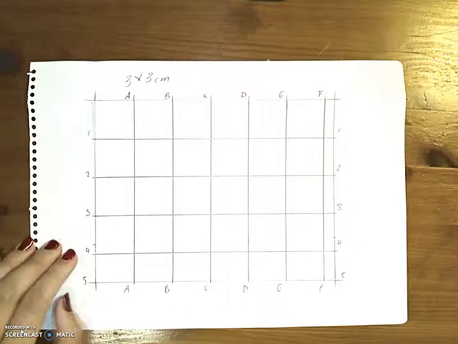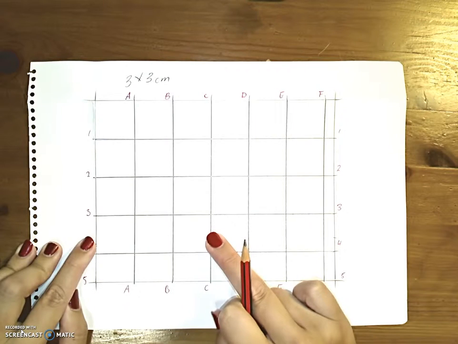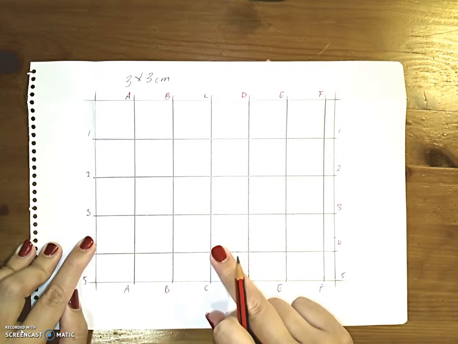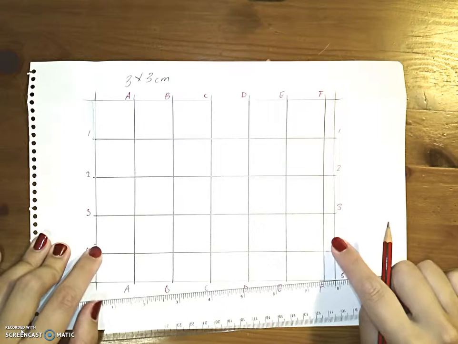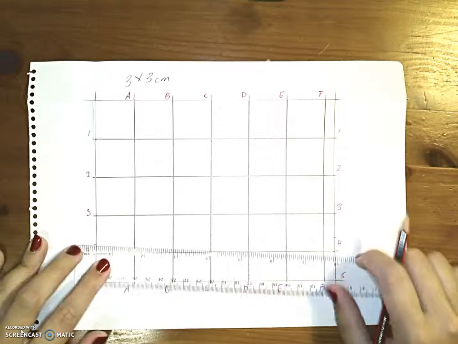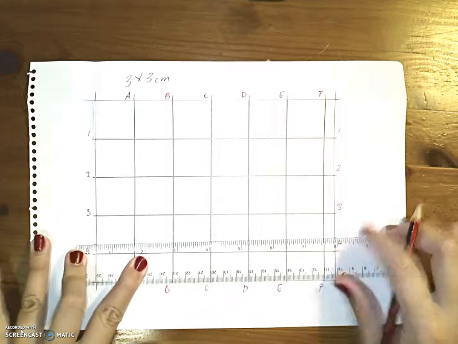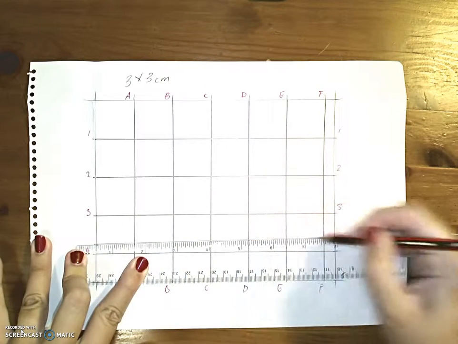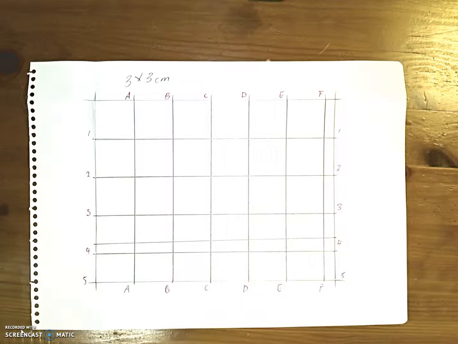Now you might have noticed that my grid lines are really dark. Yours will hopefully be much lighter than this. I've just done mine dark so that you can see it on the video. So with these 2 points, I'm going to use my ruler to connect those up. So that should give me the table line. So that's where my table is.